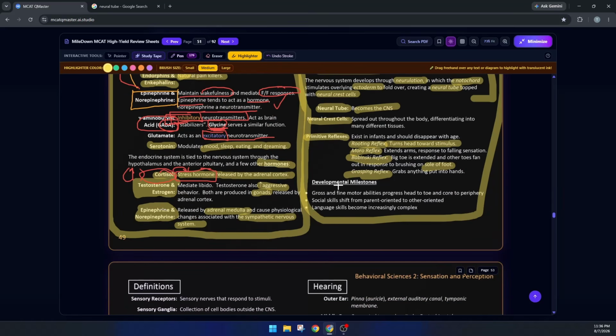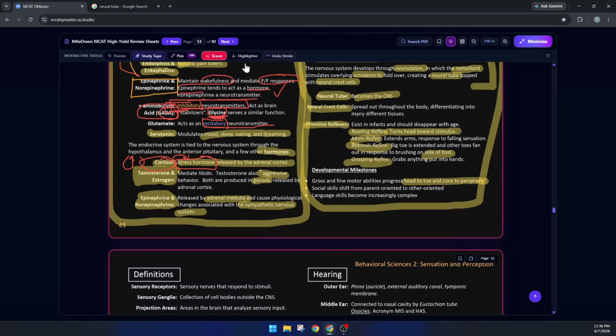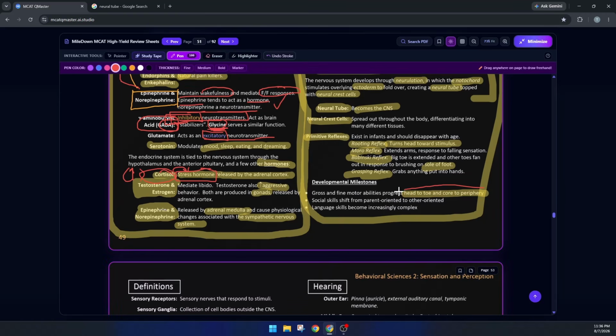Okay, next thing. Developmental milestones. So just read through this. Gross and fine motor abilities progress from head to toe, core to periphery. There's actually two terms we learn in university. I'm in Canada, we call it university. Basically, I think it's called cephalocaudal or whatever. I don't know why they put complicated terms to everything, but head to toe means you're developing literally head to toe, so babies are able to learn to move their head before they can move their toes.